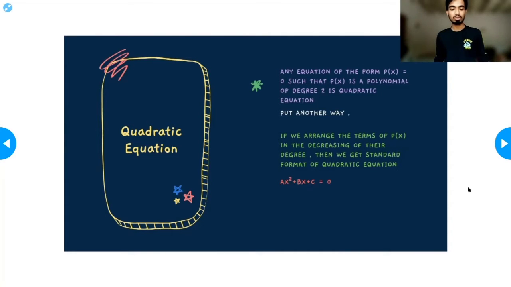So that's why a must be present. A should never be equal to 0. If a equals 0, then x squared will get eliminated and the equation will become a simple equation. It's a linear equation. It's not a quadratic equation anymore. So with that condition, we'll move forward.